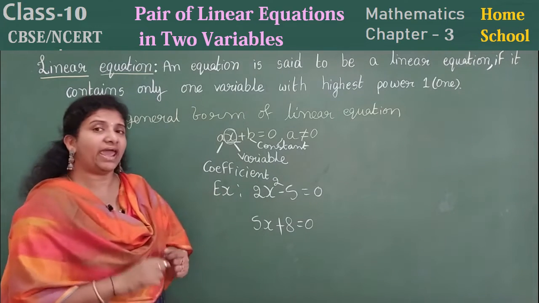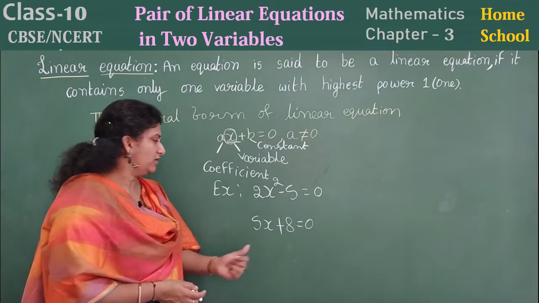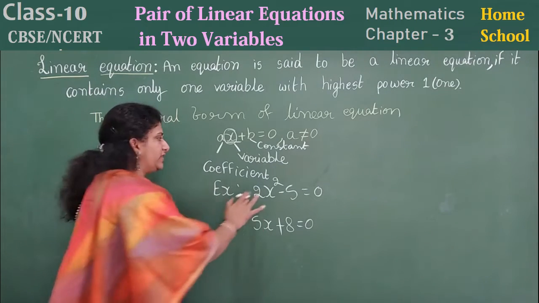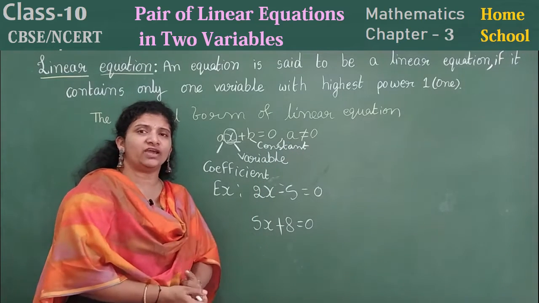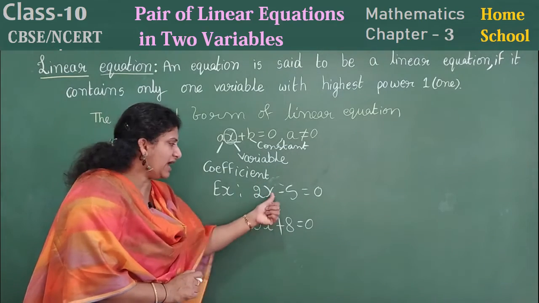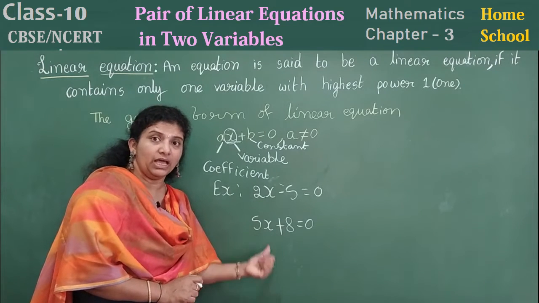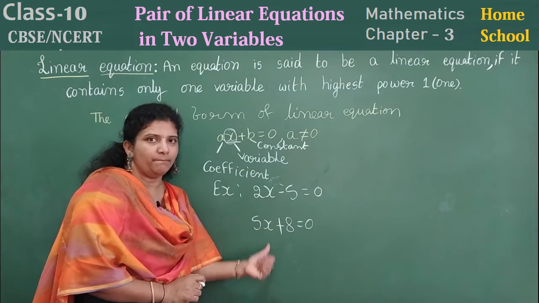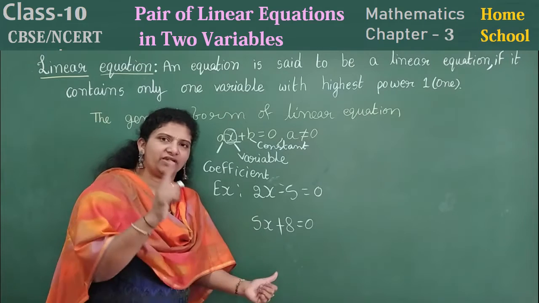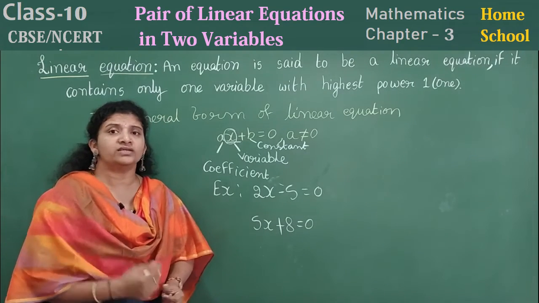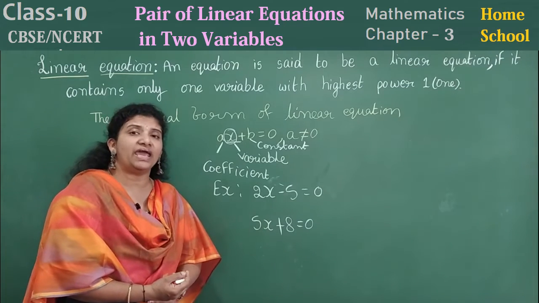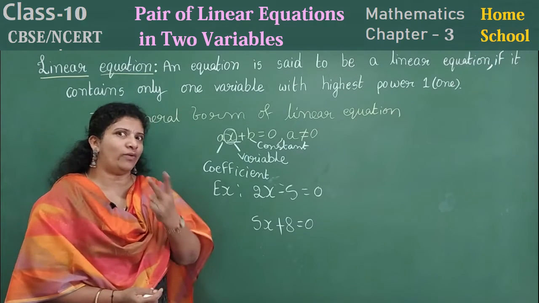So now, pair of linear equations. Okay, let me take these two as the pair, children. This one. Okay. Pair of linear equations in one variable means I can say this is an example. Pair of linear equations in one variable is this. But is that the name of the chapter? No. What is the name of the chapter? Pair of linear equations in two variables.